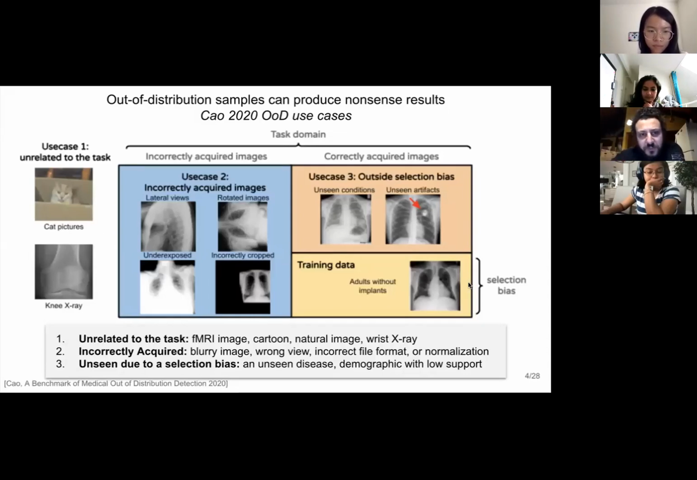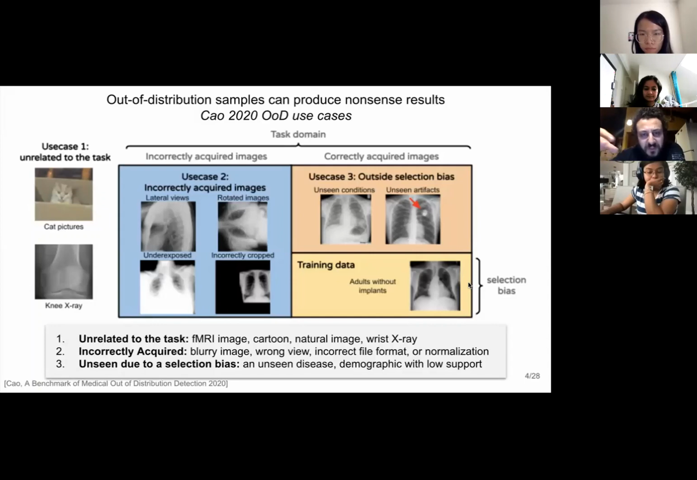Where this gets tricky is in these other 2 use cases, as defined by this paper, Chow et al., where we have incorrectly acquired images. A lateral view doesn't fit the protocol for a frontal chest X-ray, so that's out of distribution. The image could be overexposed or incorrectly cropped. The normalization of that image could be wrong, and all these things are going to throw off a network.